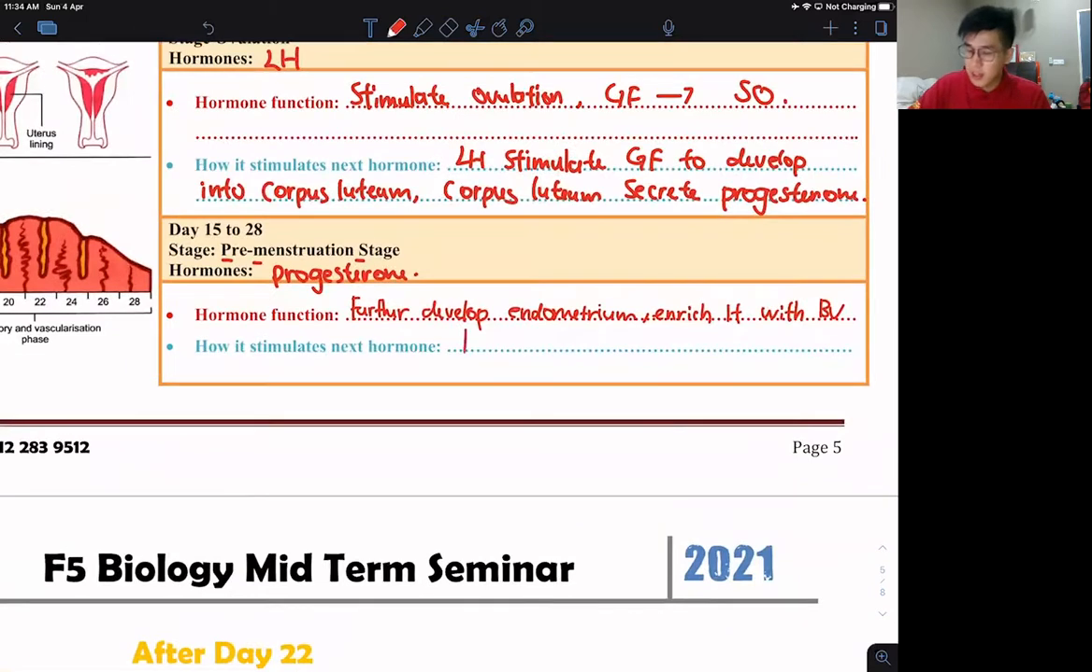And then basically this hormone will inhibit secretion because it's a negative feedback. So how does it stimulate the next hormone? Remember, the last hormone is a negative feedback mechanism. So I will inhibit secretion of the first hormone and also LH actually.